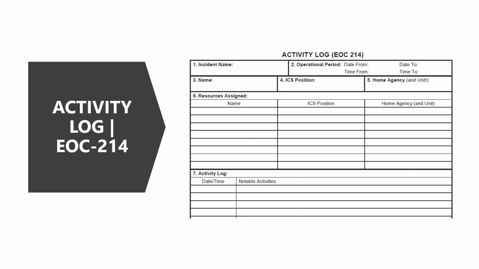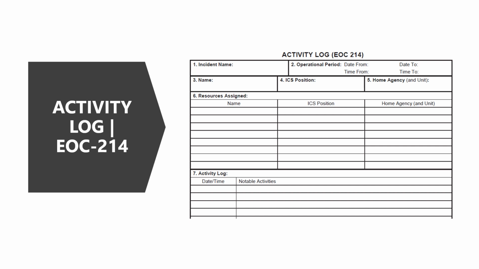The 214 activity log, this is where we're documenting any decisions, any actions that we took, or any conversations that we may need to log. So this is just our way of maintaining accountability on what you did for your job, for your position, that operational period.